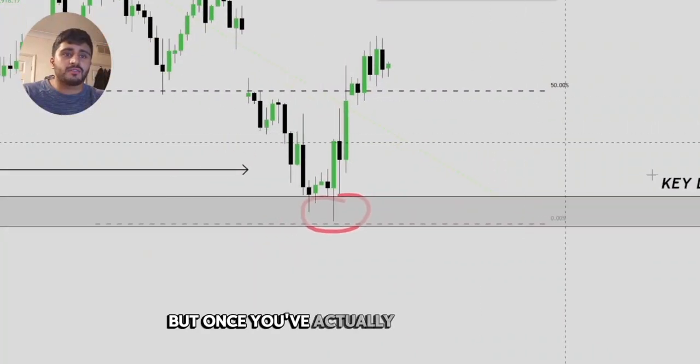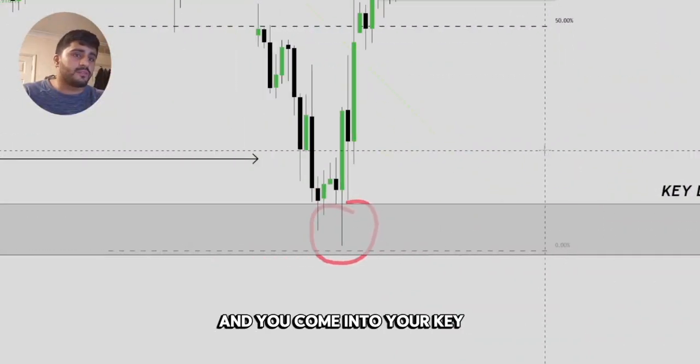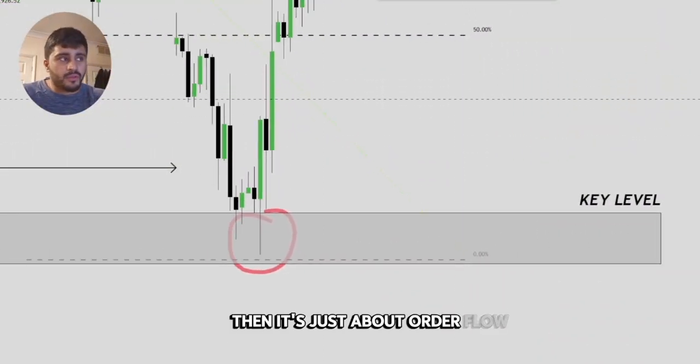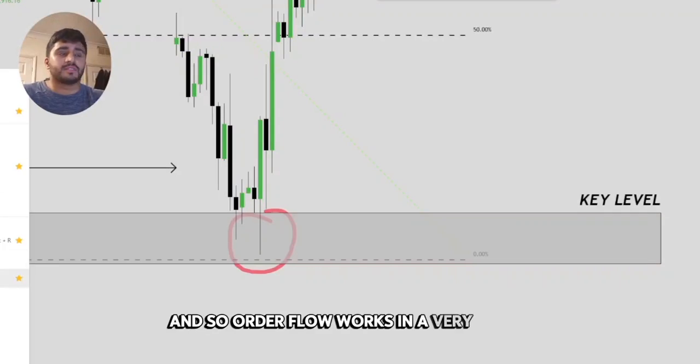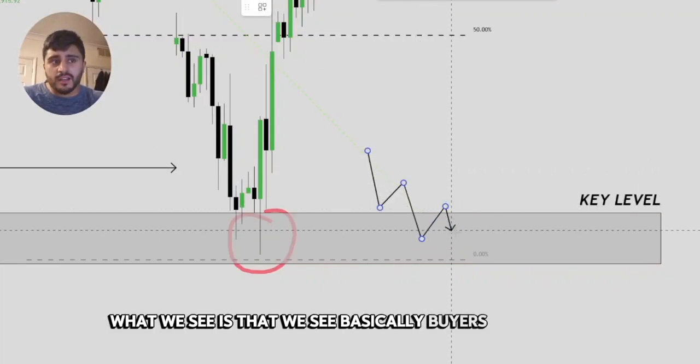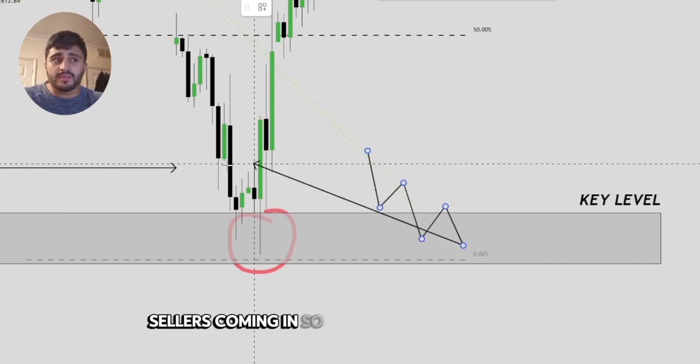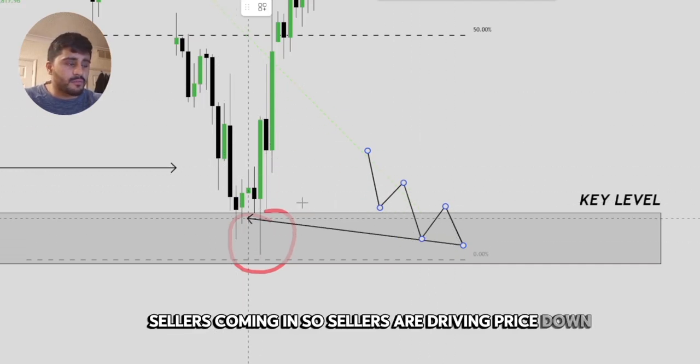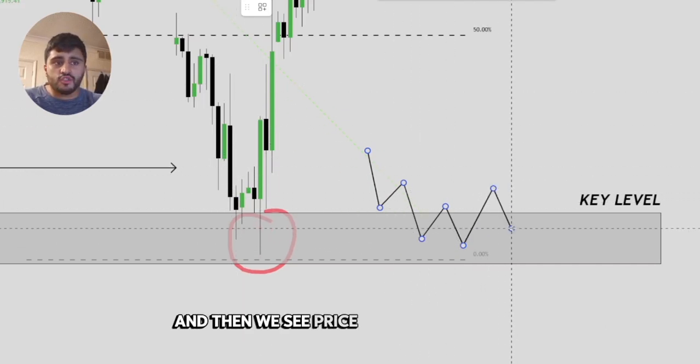But once you've actually followed a process and you've come into your key levels, then it's just about order flow. And so order flow works in a very simple way. What we see is sellers coming in, so sellers are driving price down. And then we see price struggling to go down.